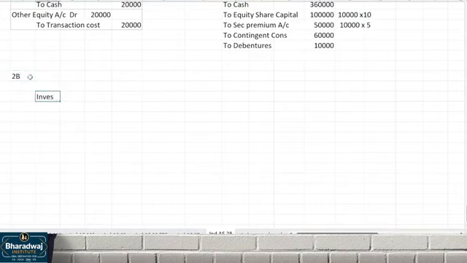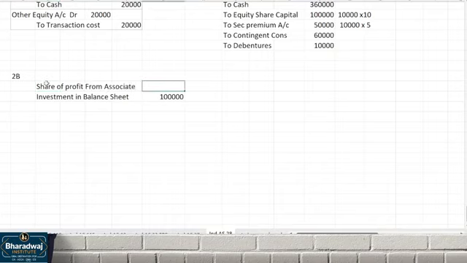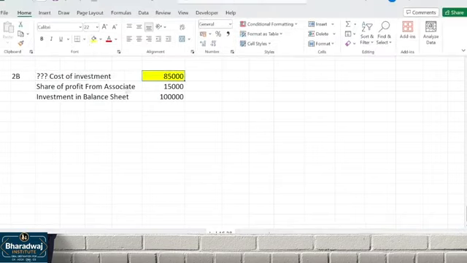Investment in balance sheet. What is the value of investment in balance sheet given? They have said 1 lakh. That includes share of profit from which one? Associate. How much profit is included? 15,000 included. Then what would have been the cost of investment? We just do a reverse working. Cost of investment would have been 85,000.